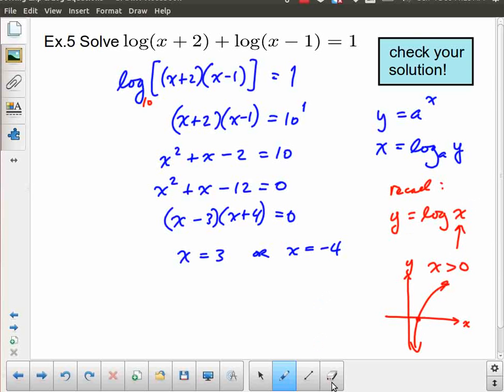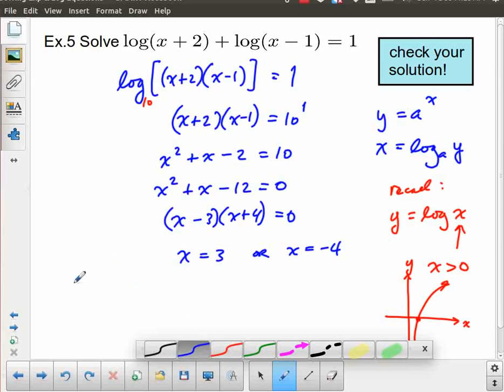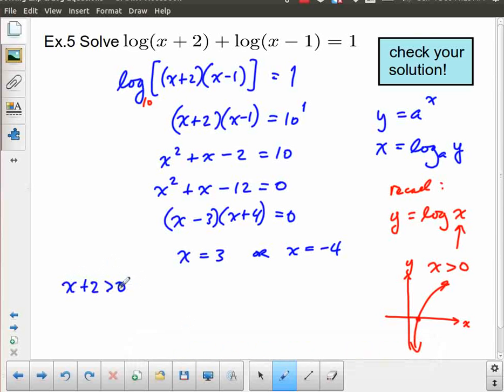So this value has to be positive. So that means that x plus 2 must be greater than 0, which means that x must be greater than negative 2, and x minus 1 must be greater than 0, which means that x must be greater than 1. But x equals negative 4 is a fail because x equals negative 4 is actually less than both of these. So this one is inadmissible. And so therefore my solution is simply x equals 3.